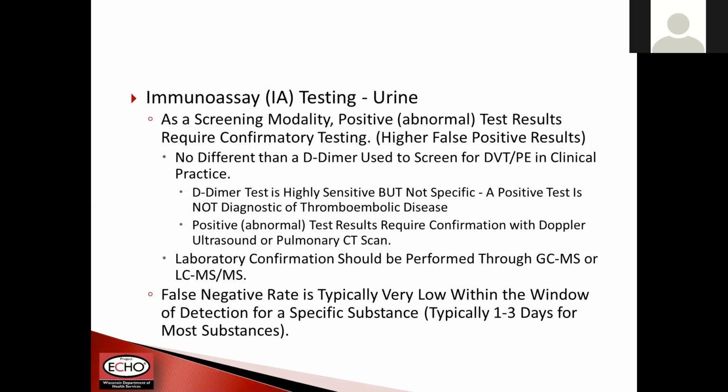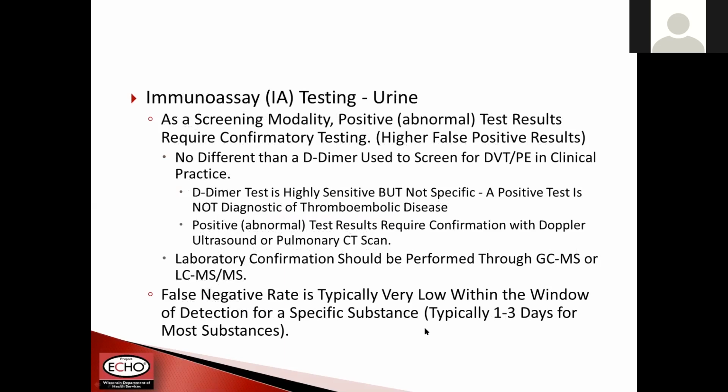I don't need to. What I tell providers is, for primary care docs who know what a D-dimer is, this is no different than a D-dimer when we screen for DVT or PE. A positive D-dimer doesn't tell us too much. A negative D-dimer in someone who's at low to moderate risk for a clot tells us that we don't have to do anything else. And this is the same with this urine screening test. A negative test means we're pretty much done. A positive test means we may have some more work to do if the patient's not telling us that they use.